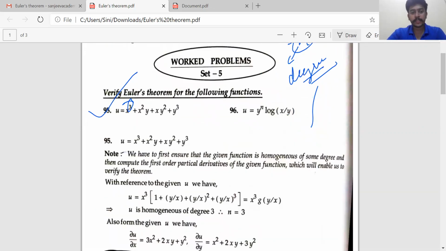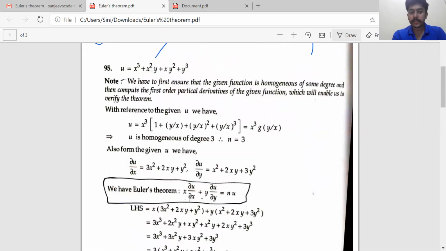So let us take the first question itself. u is equal to x cube plus x square y plus xy square plus y cube. First write down the formula. What is the formula? The one which I just marked in the box: x ∂u/∂x plus y ∂u/∂y is equal to nu. So first you find ∂u/∂x and ∂u/∂y. So u is this term.